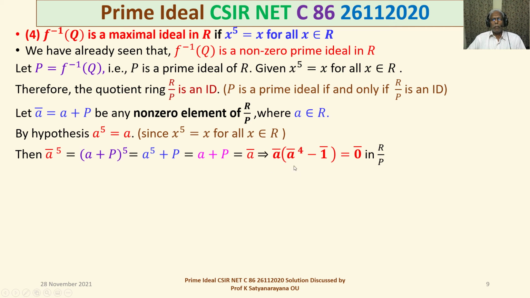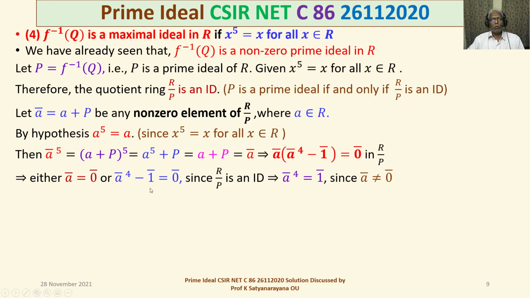A bar multiplied by A bar to the power of 4 minus 1 bar is equal to 0 bar in R by P. This implies either A bar is equal to 0 bar or A bar to the power of 4 minus 1 bar is equal to 0 bar, since R by P is an integral domain and it has no zero divisors. That is why this happens. But we have A bar not equal to 0. Therefore, A bar power 4 minus 1 bar must be equal to 0 bar, and that will give you A bar to the power of 4 is equal to 1 bar.